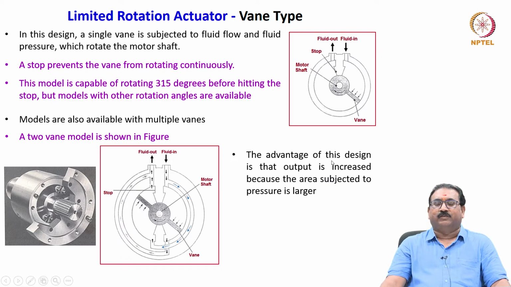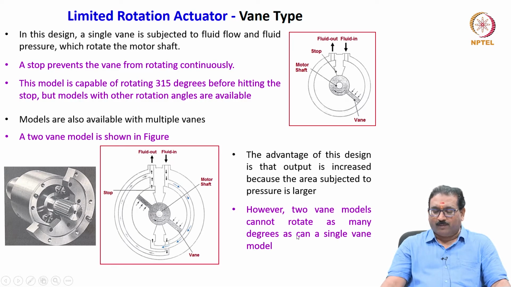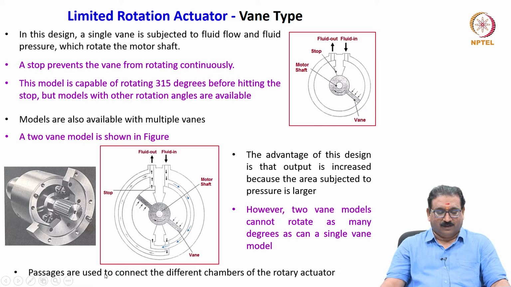The advantage of this design is that output is increased because the area subjected to pressure is larger compared to the single vane design. However, two vane models cannot rotate as many degrees as a single vane model can. Passages are used to connect the different chambers of the rotary actuators.